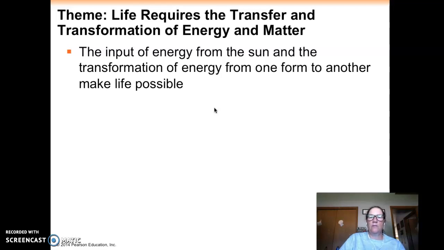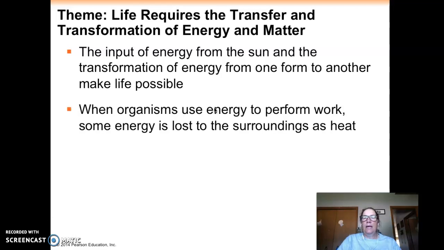Okay, another theme is that we need energy. Okay, the ultimate source of energy for everything is the sun. The sun makes plants, we eat plants, plants give us energy. We give off carbon dioxide, the plants take in the carbon dioxide, they give off oxygen. It goes on and on and on. But energy is transferred from one form to another. And when organisms use energy to perform work, they lose some of that. We eat our breakfast and we work it off. We work it off for movement, and then we produce heat. Okay, so we lose some of it to the surroundings. Every time you transform energy, you lose some of it.